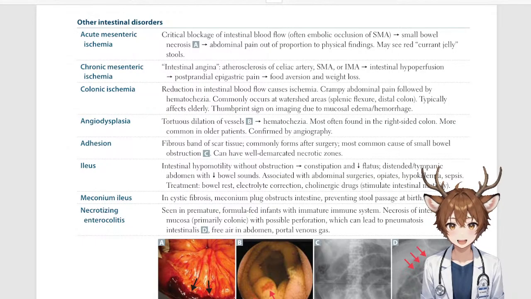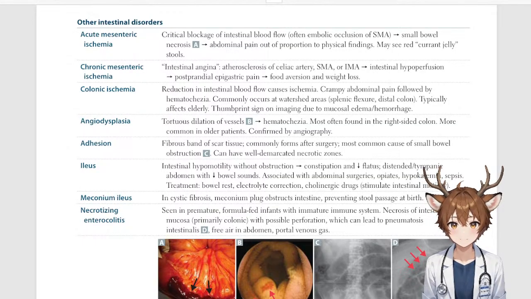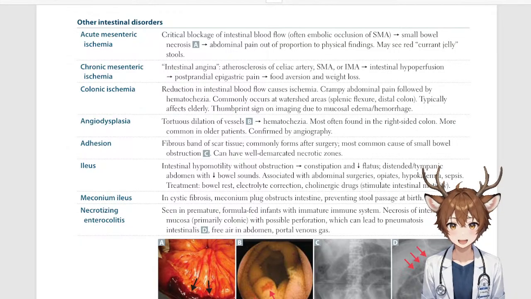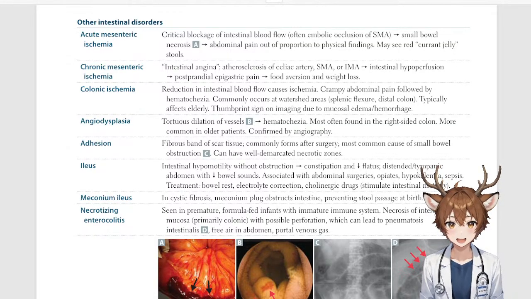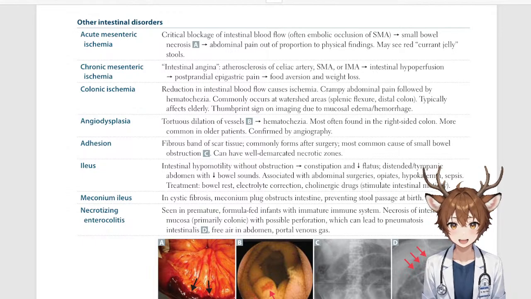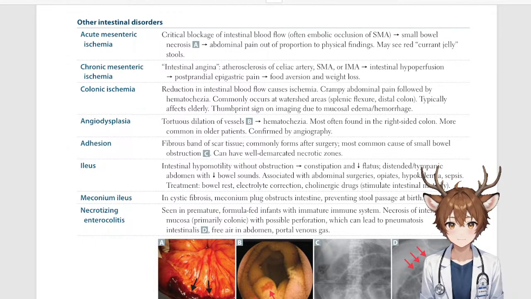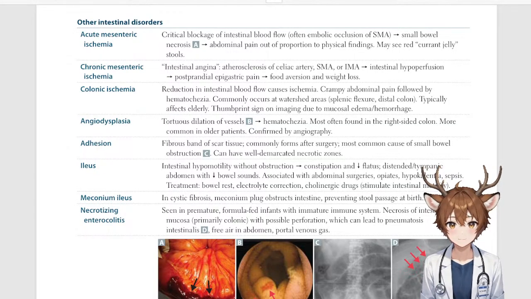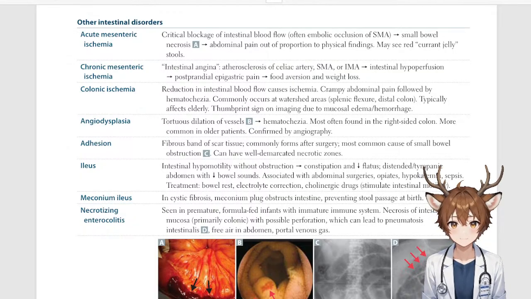Necrotizing enterocolitis, seen in premature formula-fed infants with immature immune system, necrosis of intestinal mucosa, most commonly terminal ileum and proximal colon, which can lead to pneumatosis intestinalis, which is shown in the picture in my book for B, which is actually your picture D. It can cause pneumoperitoneum and portal venous gas.